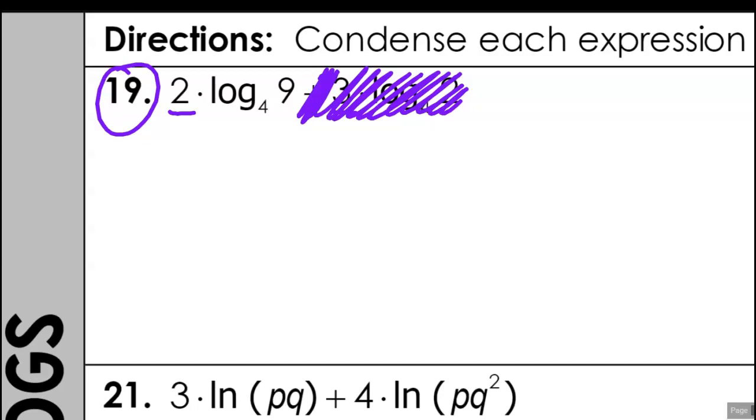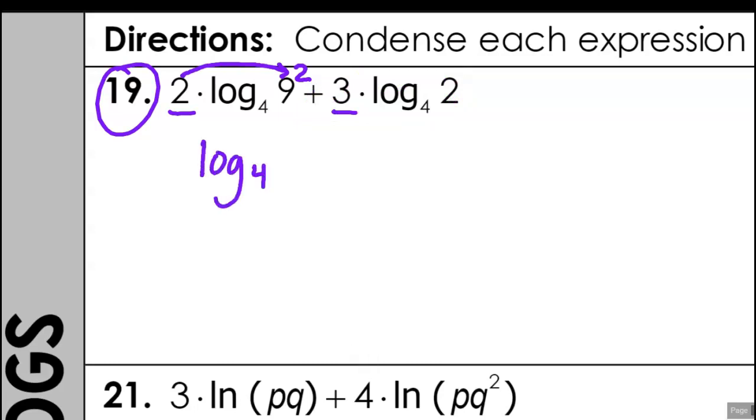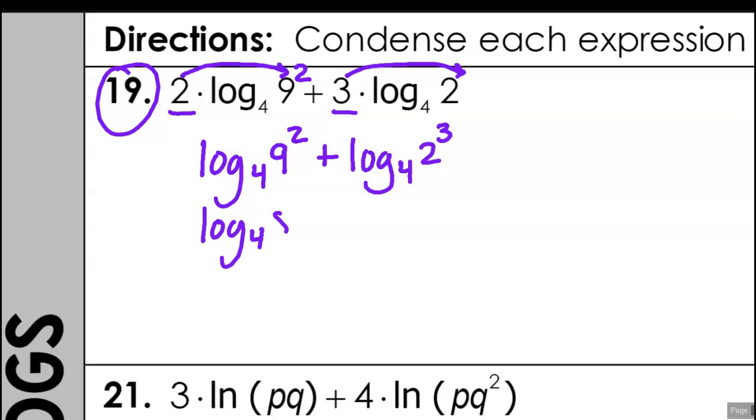The power property. Yes. You can make the two the exponent on the 9. What can you do with the 3? Again, you can make it the exponent on the 2. So 9 squared is just 81, and 2 cubed is 8. So now, we just have a log plus a log.